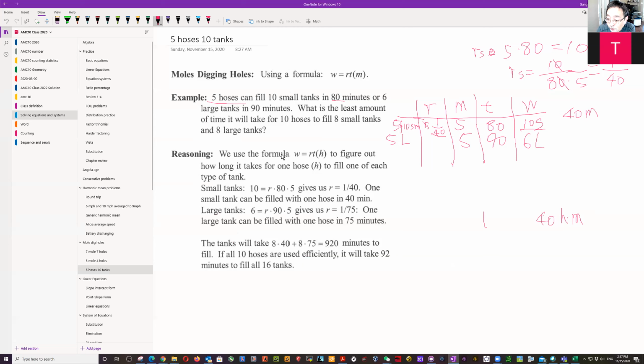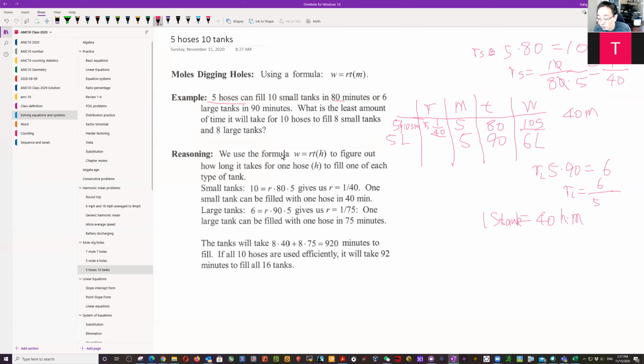So one small tank is equal to the work. The work of a small tank is equal to 40 hose minute. Then when we do this problem for the large tank, rate large multiplied by 5 multiplied by 90 equals 6. So the rate large equals 6 divided by 5 and 90.